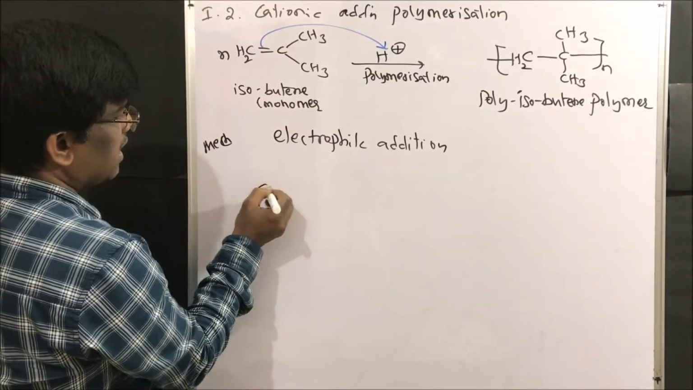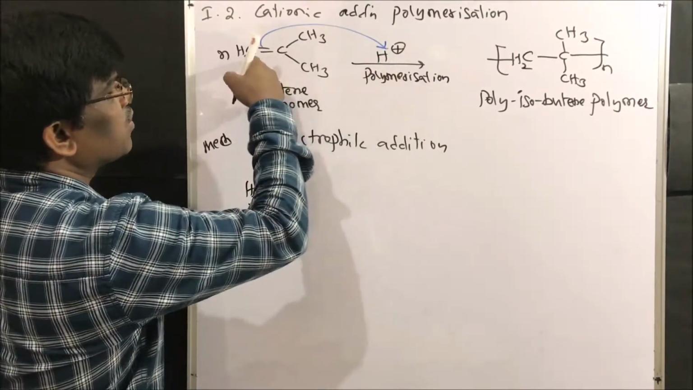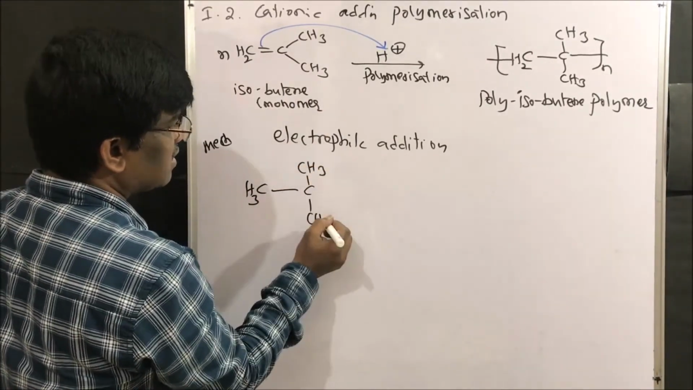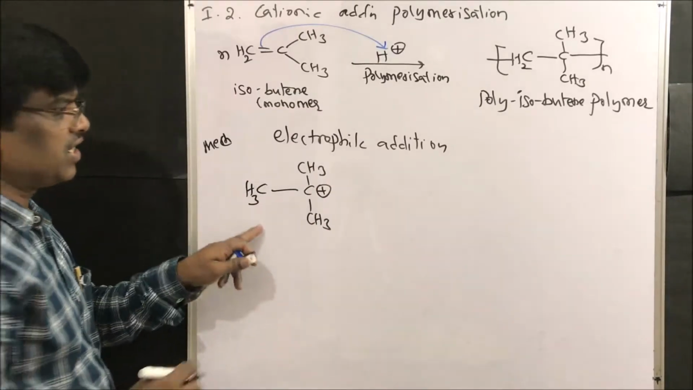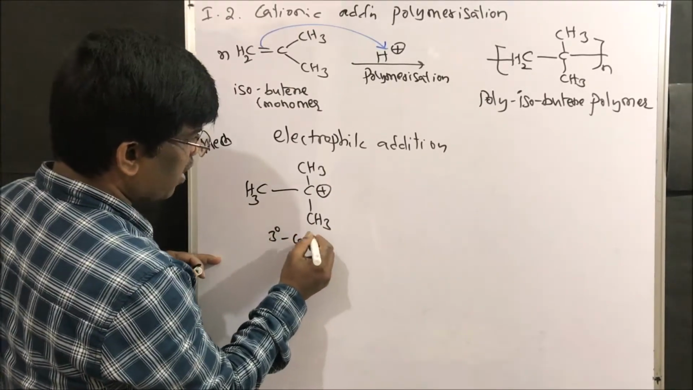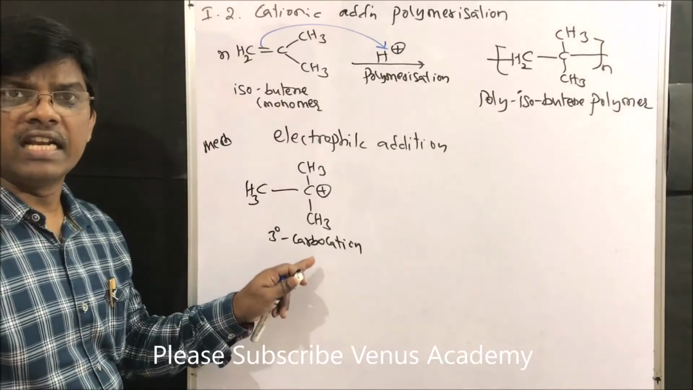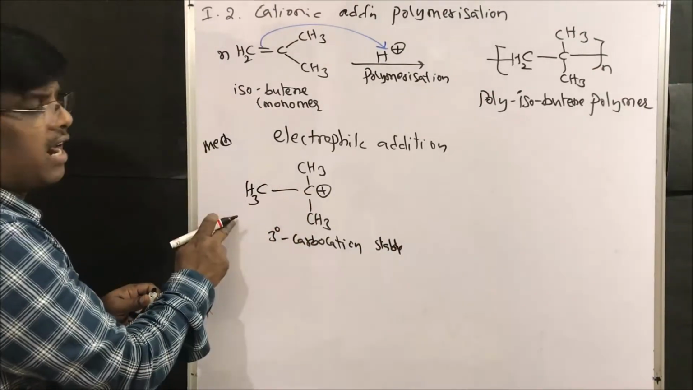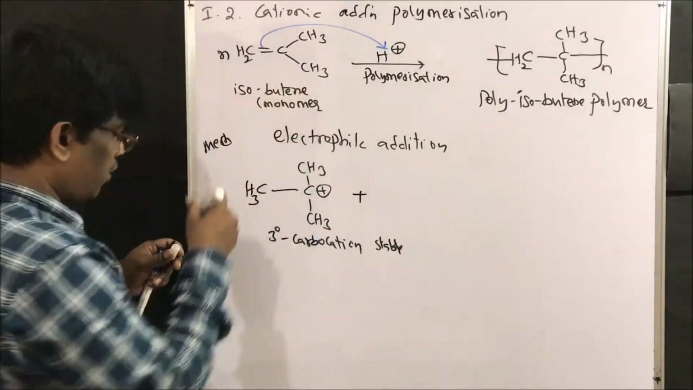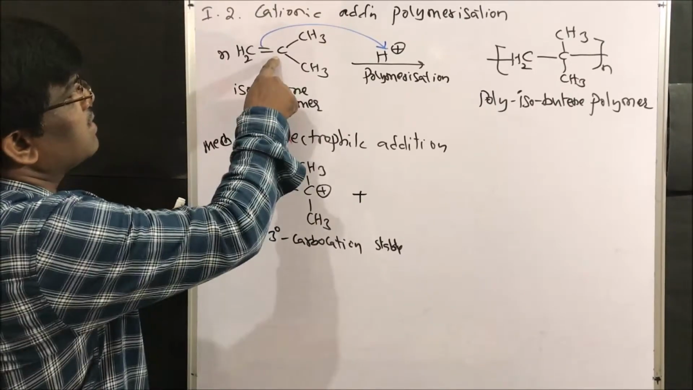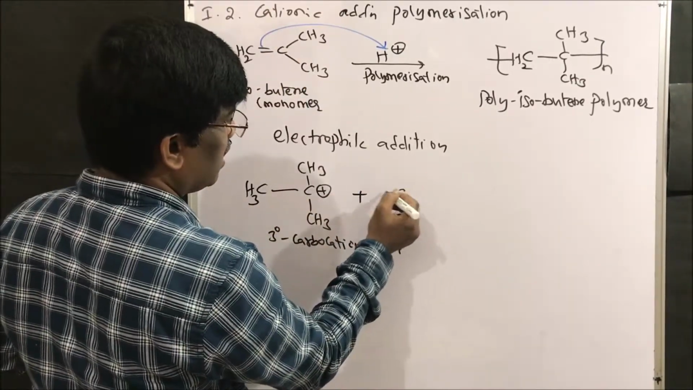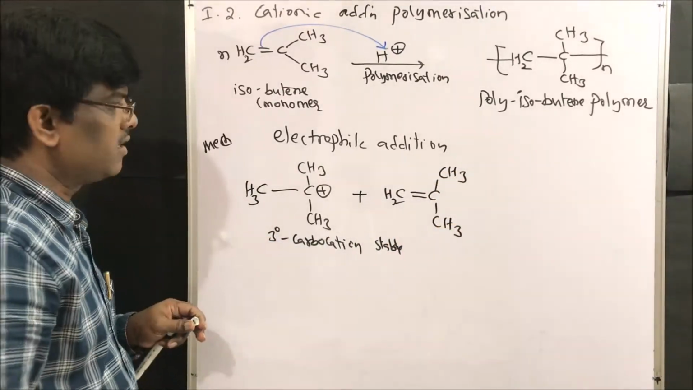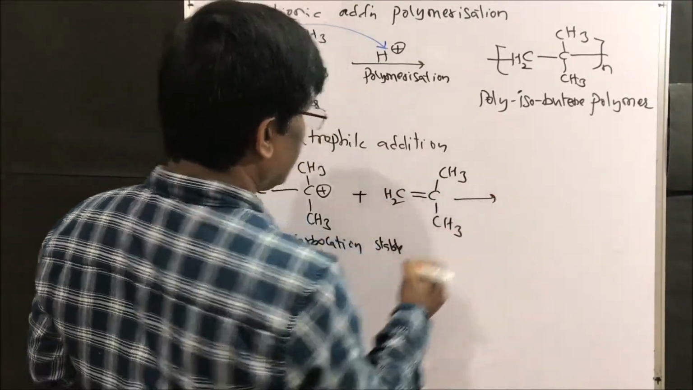First step, yes, CH3, this side it is going to be added. Yes, Markovnikov's addition, right? CH3. This is a tertiary carbocation. It is highly stable, right? So hydrogen will be added to this side first. Then what is going to happen? The molecule which is there in the reaction mixture, yes, another isobutene, CH2, CH3 and CH3, will react.